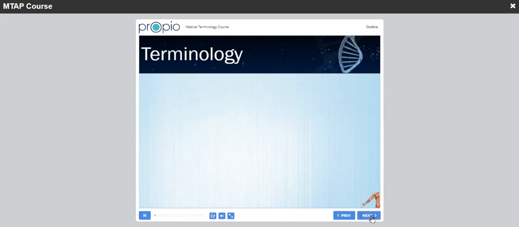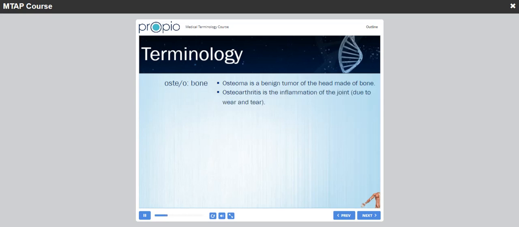Due to wear and tear. Arthro is pertaining to joint. For instance, arthroscopy is a procedure to view and treat the inside of a joint. Arthroplasty is the procedure to repair a joint.